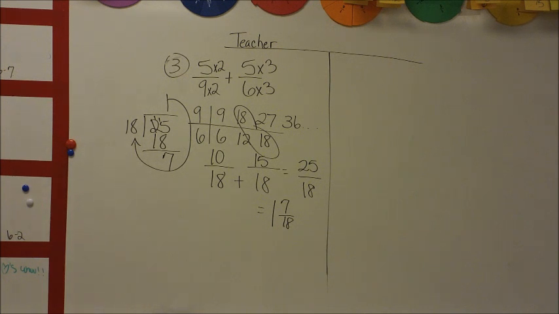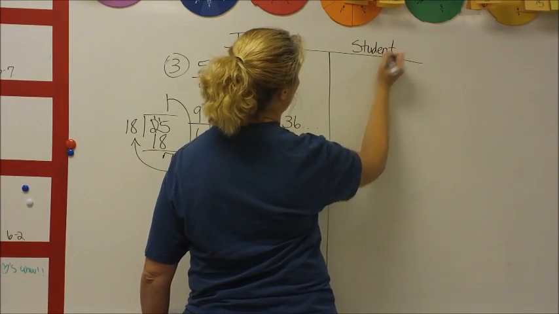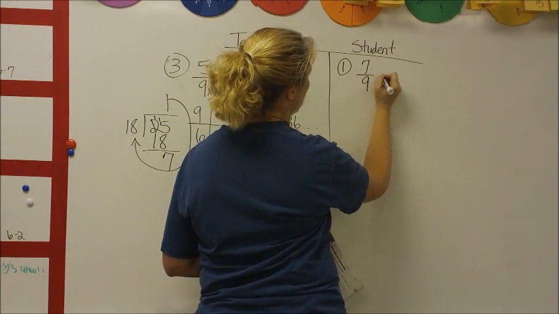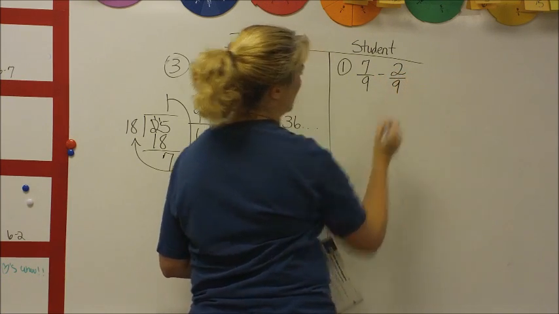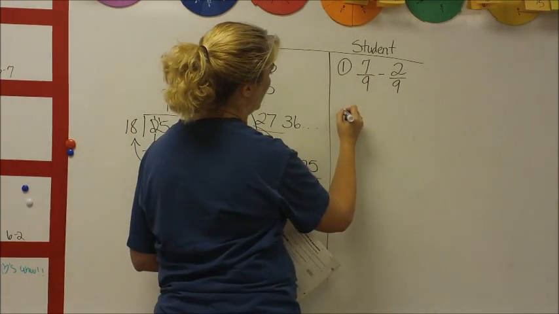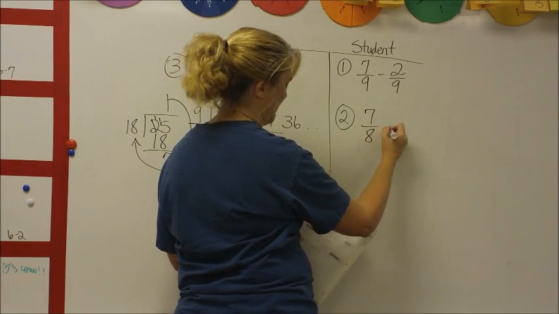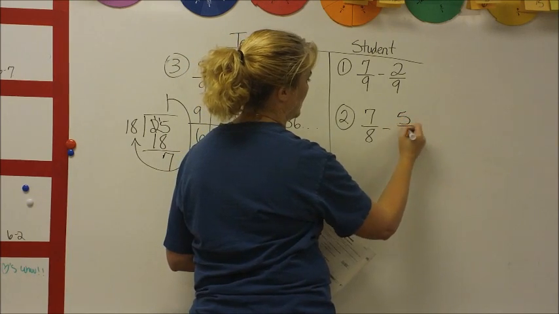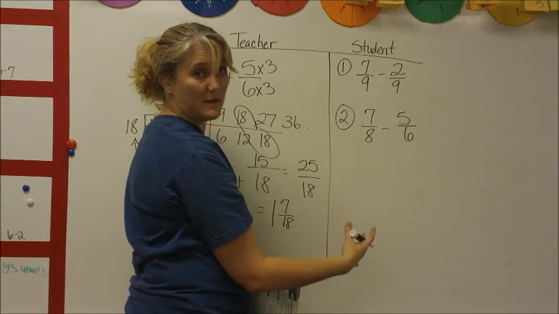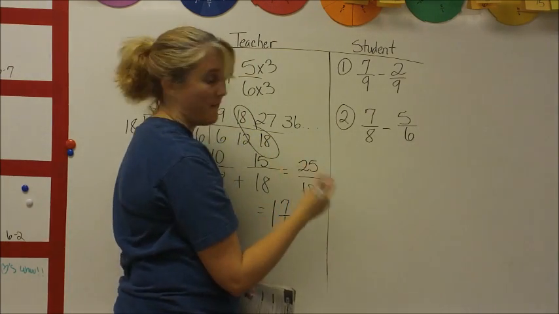All right, let me give you some student problems to work. Okay, let's do 7/9 minus 2/9. Be the same thing. Keep the 9, but this time subtract the numerators. Okay, let's do 7/8 minus 5/6. You're going to have to get a common denominator here. List the multiples of 8 and 6. Find the smallest one they have in common, and multiply both your denominator and your numerator by the same factor. Okay?